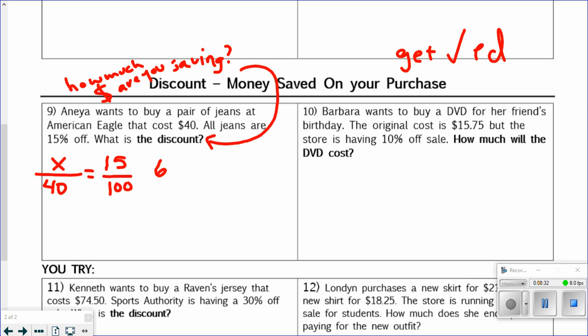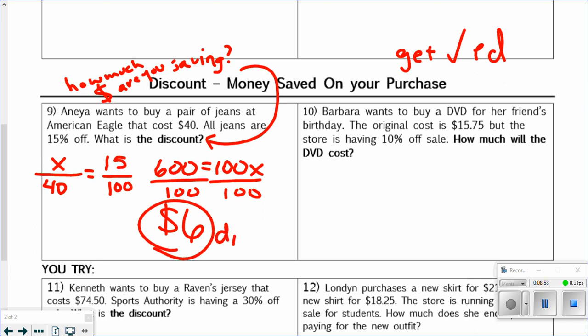So 40 times 15 is 600. 100 times x is 100x. Divide both sides by 100, and the discount is just $6. So that means in the problem, Anaya saves $6. That's not how much the jeans cost. Think to yourself, how much would the jeans cost if I save $6? Well, it would be 40 minus 6. It would only be 34. But in this question, it just asks what is the discount. So that's my answer. And if that confuses you, just ask.